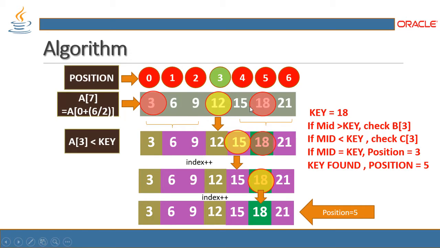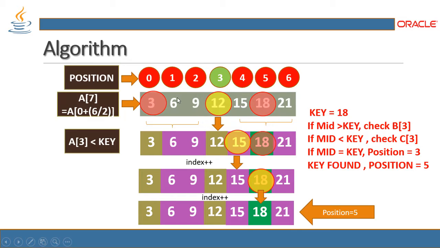Now when we compare the middle with the key, which one is greater or which one is smaller? Based on that, we check the list. As the list is in sorted form, it is easy to reduce the work by checking only half of the list. Since we are looking for 18, which is greater than 12, we are not going to compare the first part of the list, that is 3, 6, 9, which is lesser than 18.